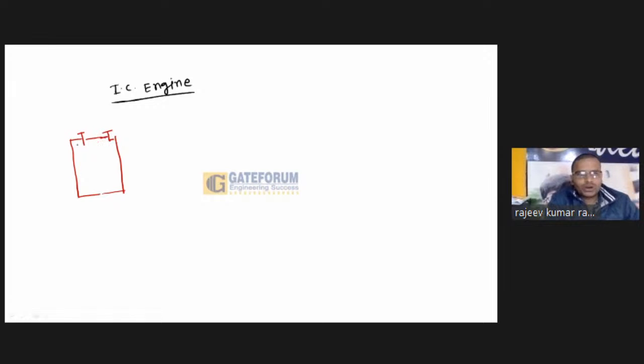Initially there is a piston in the cylinder, and it comes down. Due to coming down, there is suction. In this state, when it comes down, it is called suction. In suction, suppose there is an air fuel mixture, AFM. The AFM enters inside the cylinder. When the piston comes down, the pressure inside becomes less than atmospheric pressure, so the AFM enters the cylinder. In this figure, suction has completely taken place.